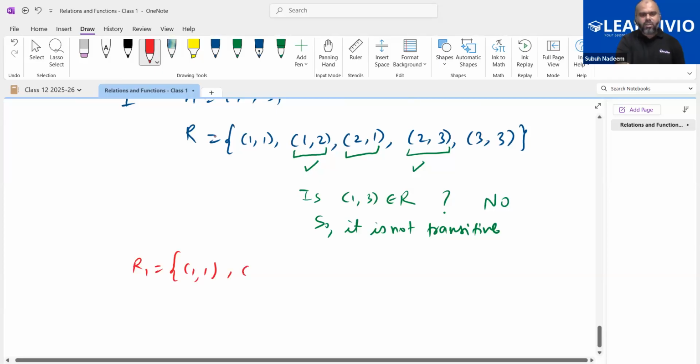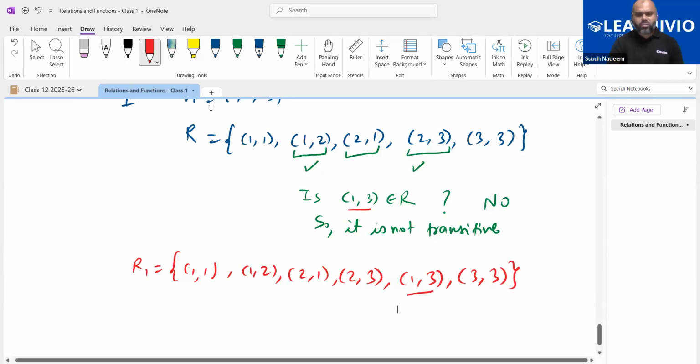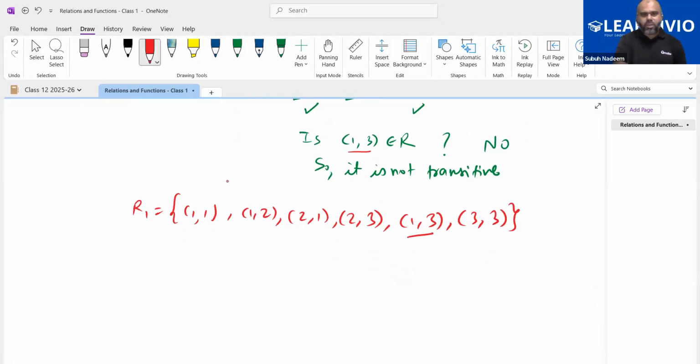Now, if you do one thing, suppose you want to write this relation R1: (1,1) is there, (1,2) is there, (2,1) is there, (2,3) is there, and you include this (1,3) also, and (3,3) is there. So this (1,3) I'm including. Now, is it transitive? Let us check the others also. (1,2) we have done, (1,3) I've included, and (2,1) is there, and this is (1,3). It ends with 1, it starts with 1. So is (2,3) also there? Yes, (2,3) is there. So this is also done.